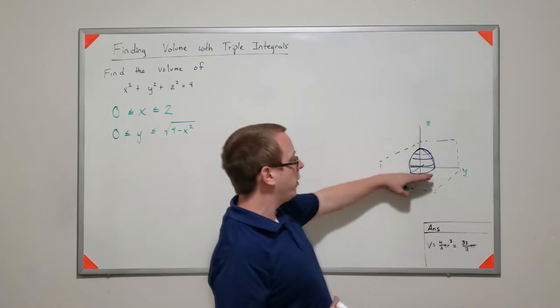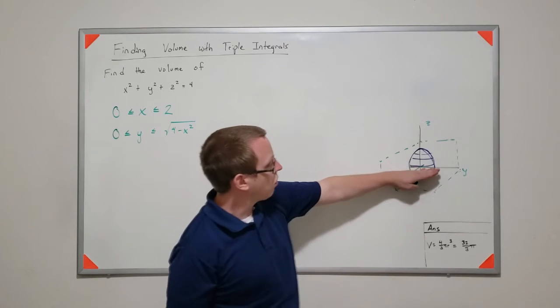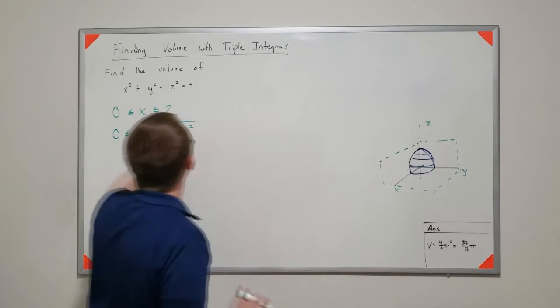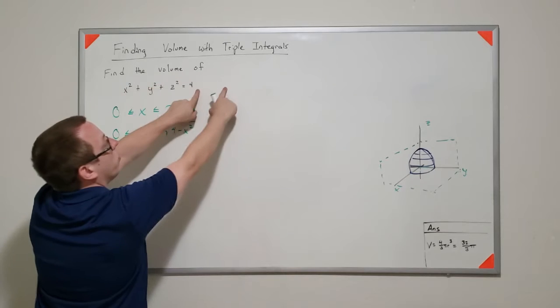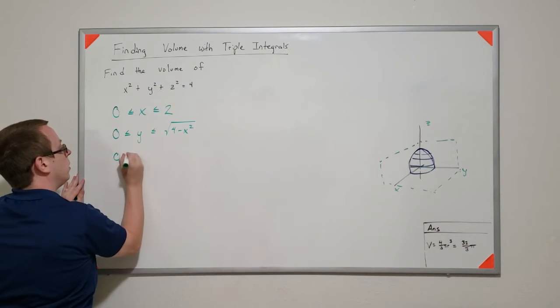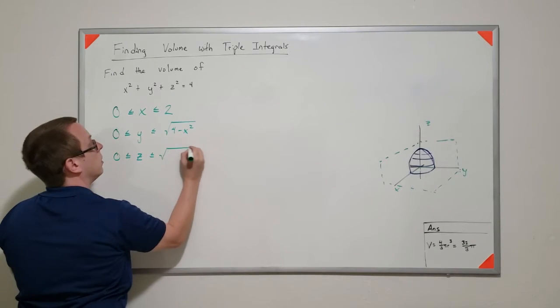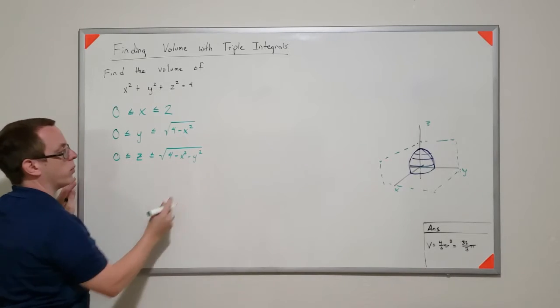And finally, we need to figure out what z is. In this particular case, z starts at 0 in the xy plane and goes all the way up to, we can use this. If we solve this for z, we move all the other pieces over here and then take the square root: the square root of 4 minus x squared minus y squared.